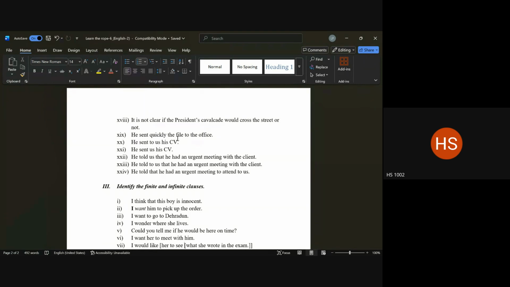He sent quickly the file to the office. Is it grammatical? No, ma'am. Okay, then what is the problem here? The placement of "quickly." Placement of "quickly," correct. So adverb placement is the problem. So how do you correct it? How can you correct that sentence?